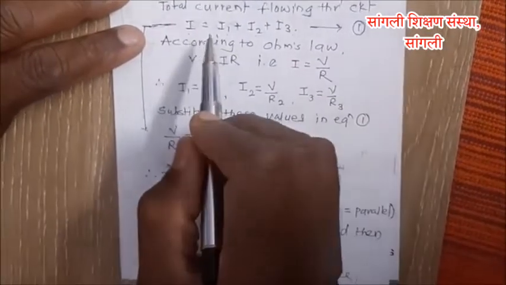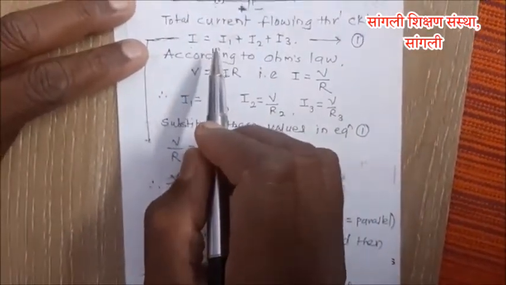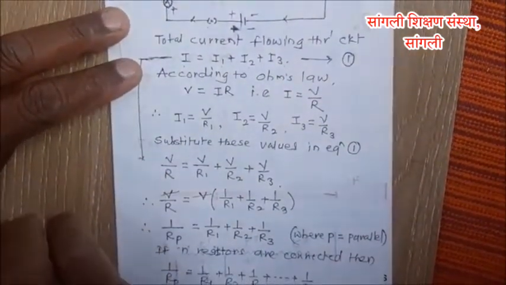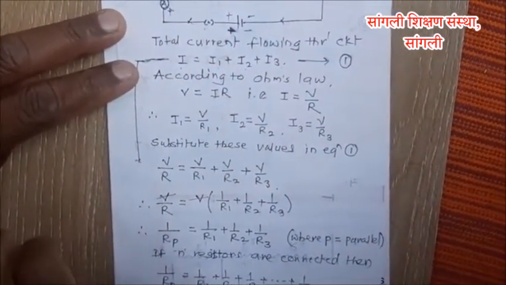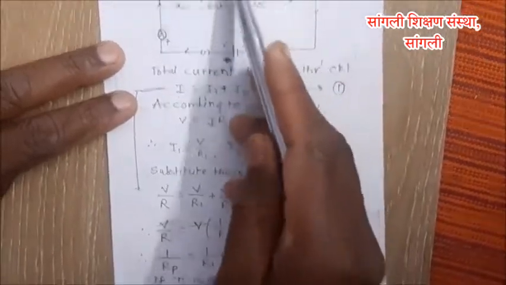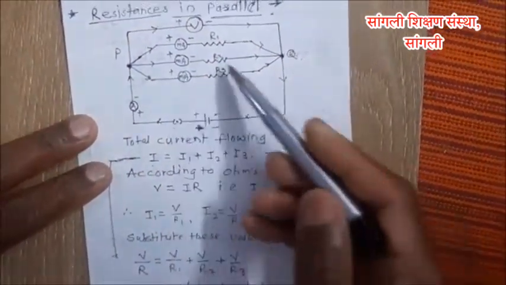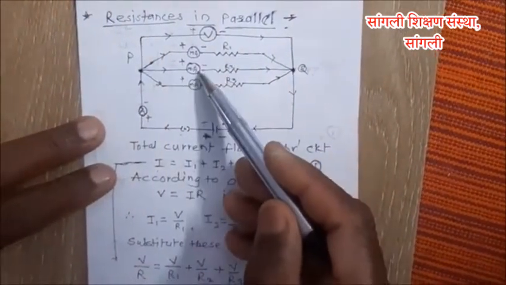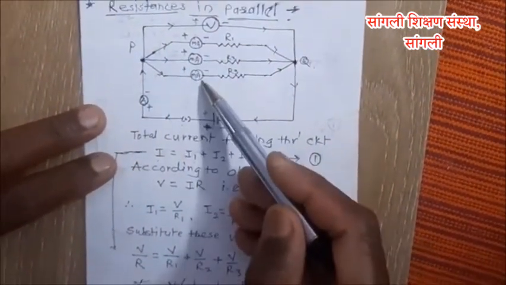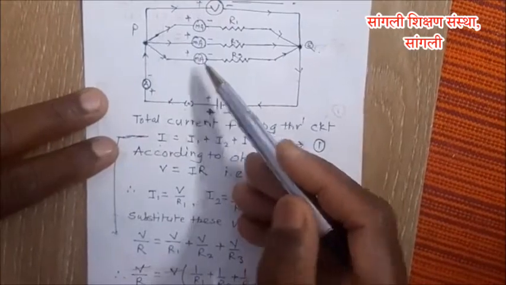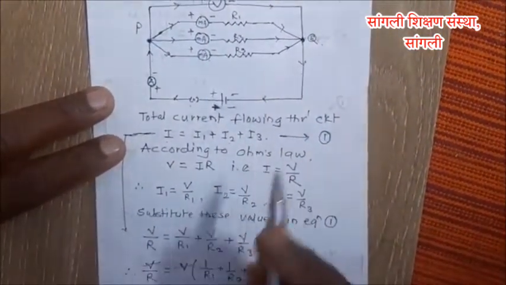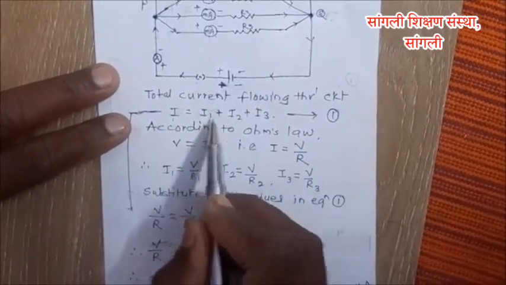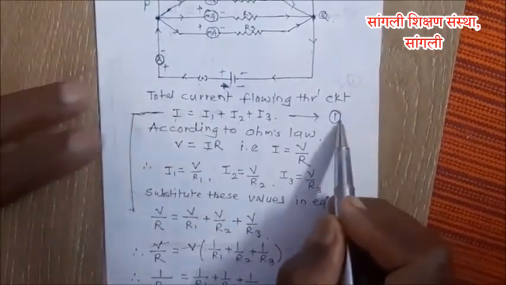Now as you have studied in resistance in series, there what is the same? The current flowing is the same. But here the current flowing is not the same over each resistance, because a milliammeter is attached to each one. Look at this, this is the second one, this is the third one. That means current is different. Write down the equation of current: total current I equal to I1 plus I2 plus I3. This is equation number 1.